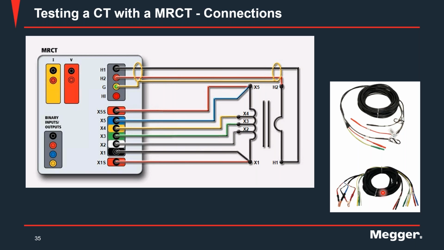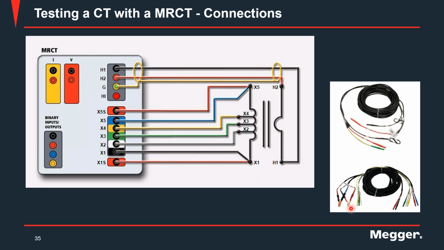On the secondary cable, this is what it looks like. One side has 7 connections, the other side has 5 connections on the standard leads, and the side that goes on the CT is a banana connection, so it can be used with spade lugs, dolphin clips, or injection clips. We provide all these options, and based on what you like, you can pick one and use that.